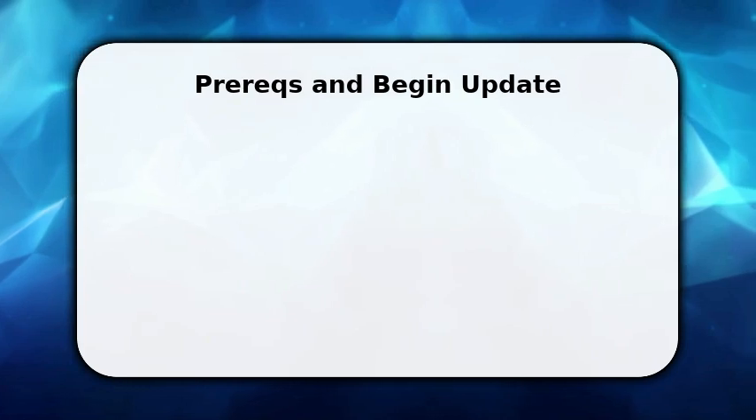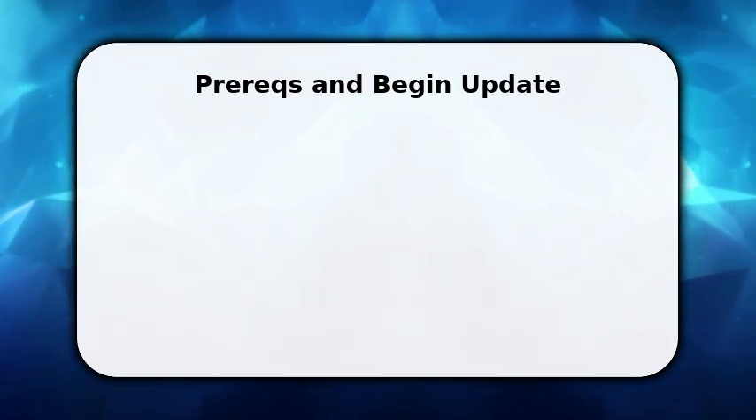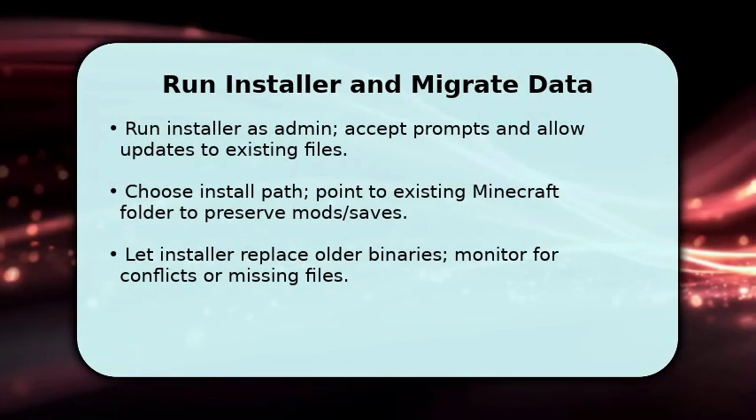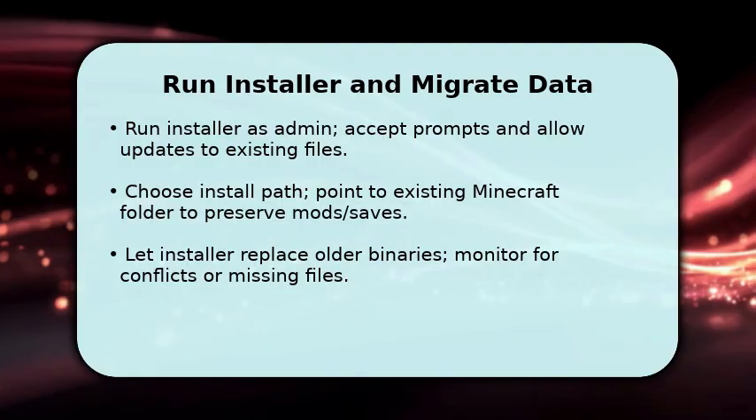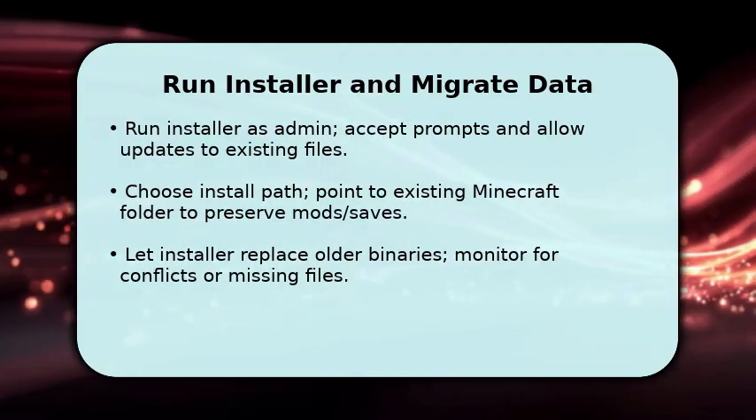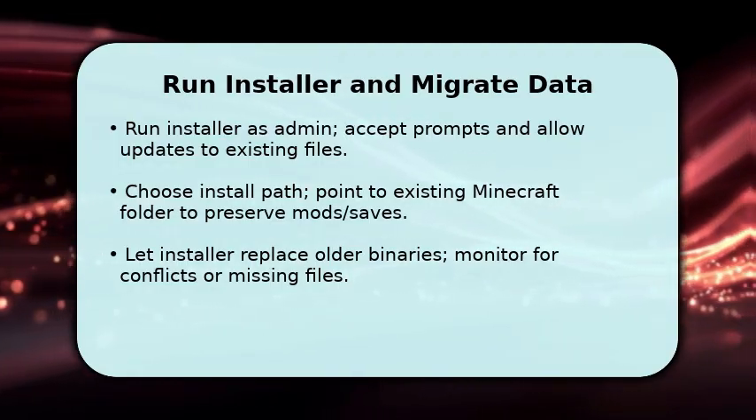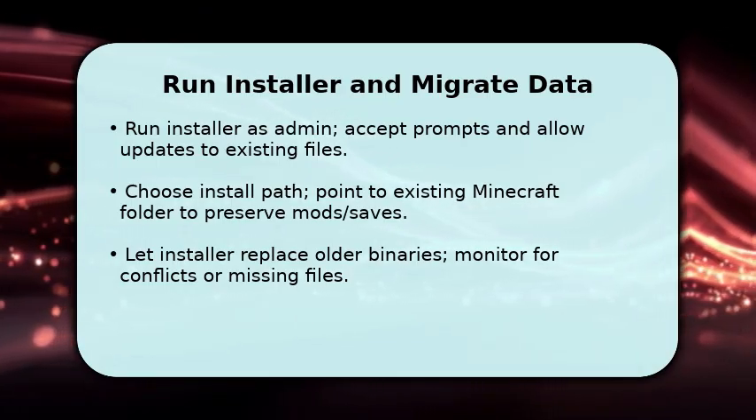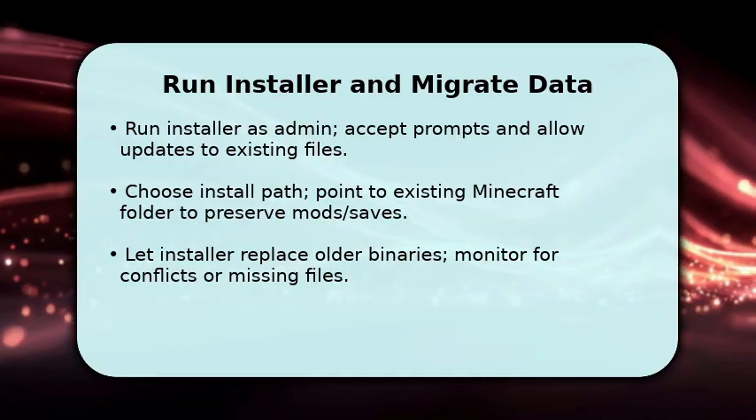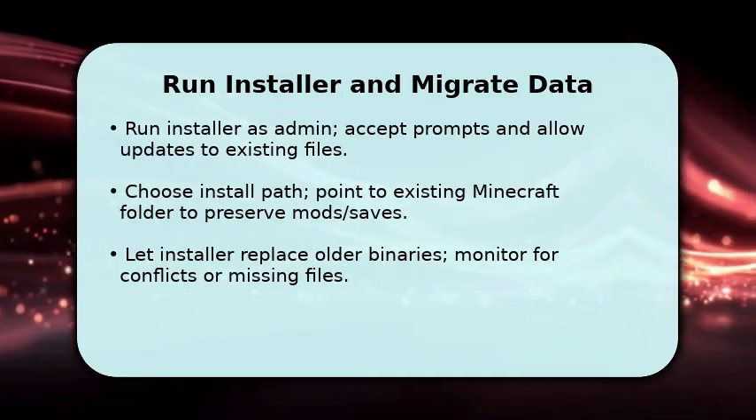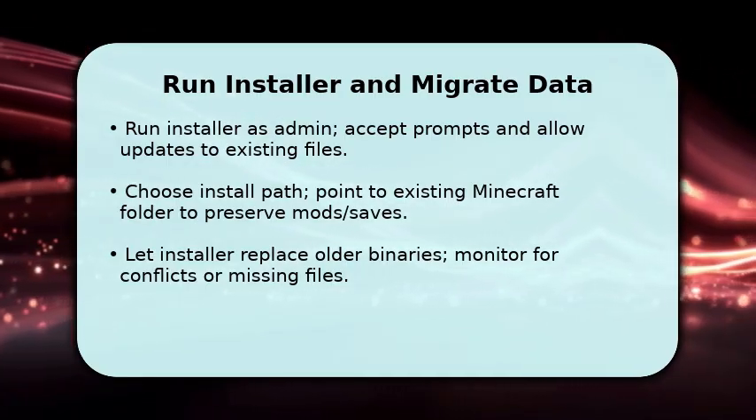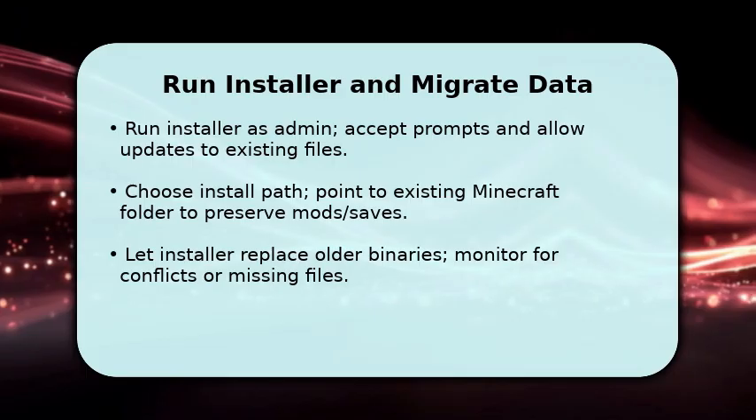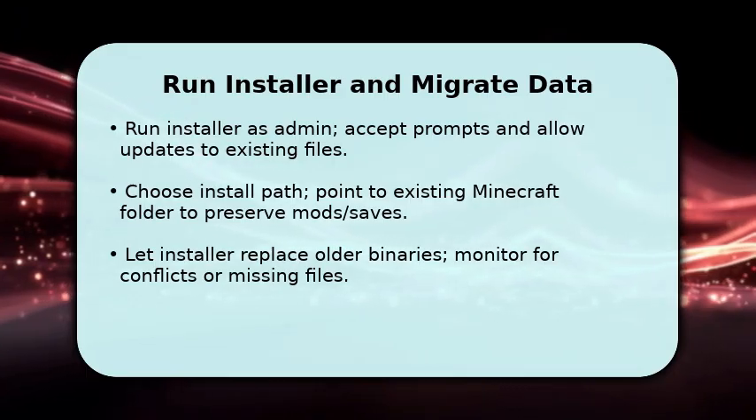Now, proceed to the official download that matches your OS and architecture, and prepare to run the installer as administrator. You run the downloaded native launcher installer with elevated permissions so it can replace system-level files. During the installer, choose the same install path used previously to keep your saves and mods intact. This minimizes migration steps. Make sure to allow it to update binaries and libraries, and watch for prompts about overriding files. Decide to keep current configs if you customized settings.